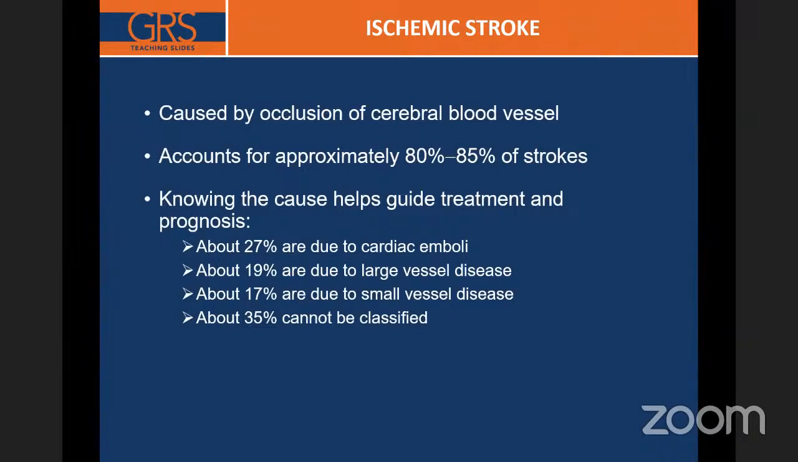First, we'll talk about ischemic stroke, and my colleague will talk about hemorrhagic stroke. Ischemic stroke is caused by occlusion of a cerebral blood vessel. It accounts for approximately 80 to 85% of strokes. Knowing the cause helps guide treatment and prognosis. About 27% are due to cardiac emboli. So the major causes are cardiac emboli. About 90% are due to large vessel disease. 70% are due to small vessel disease, but 35% cannot be classified.